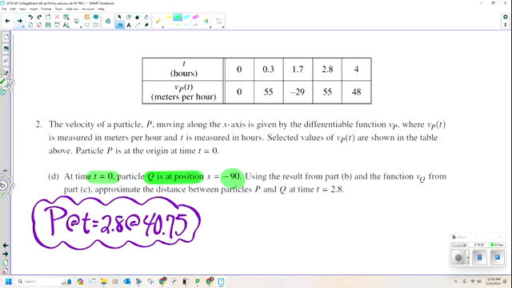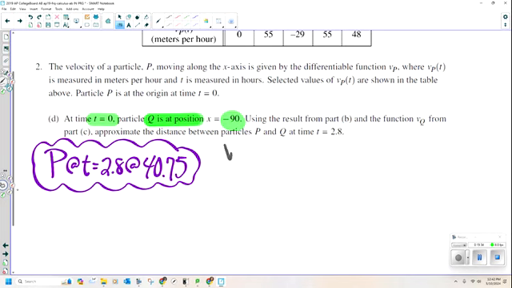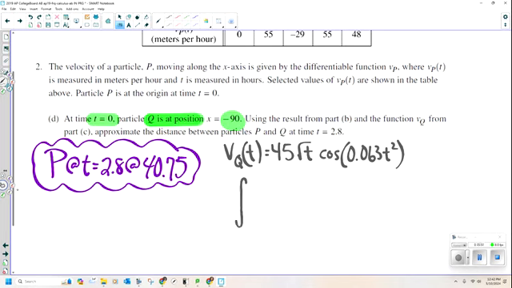Let's go gray. We haven't done gray in a little bit. So we need v_Q of t, which is 45 times the square root of t times the cosine of 0.063 t squared. Now I need to find the displacement of that from time 0 to time 2.8. Again, integration. I don't want total distance. I want displacement because I want to know where it's at, not how far it's traveled. I don't care if it's gone to the right and come back to the left. I just want to know right where it is.